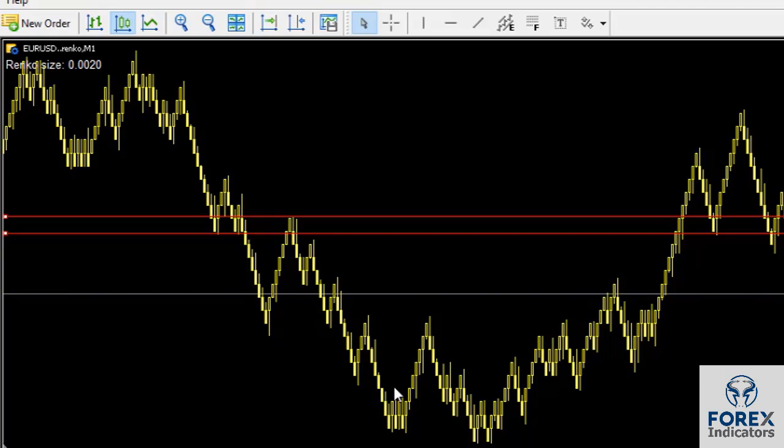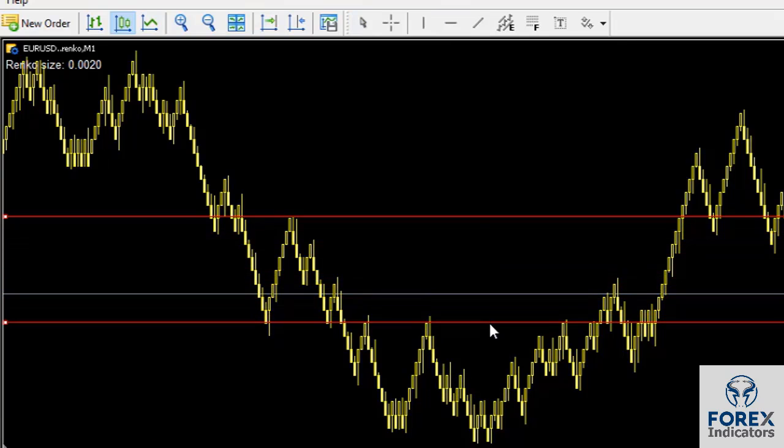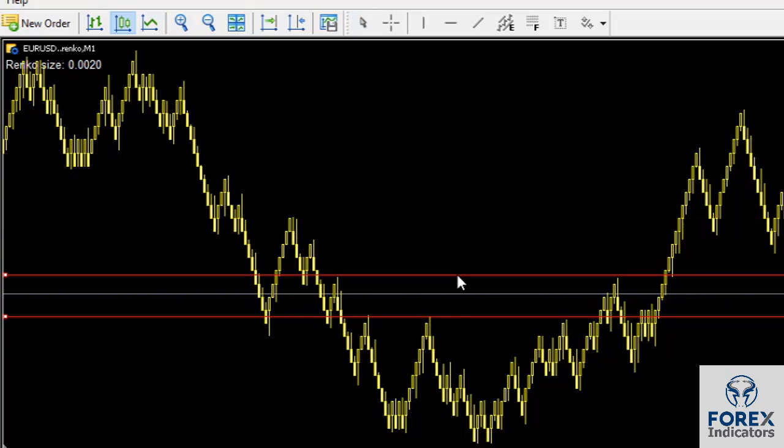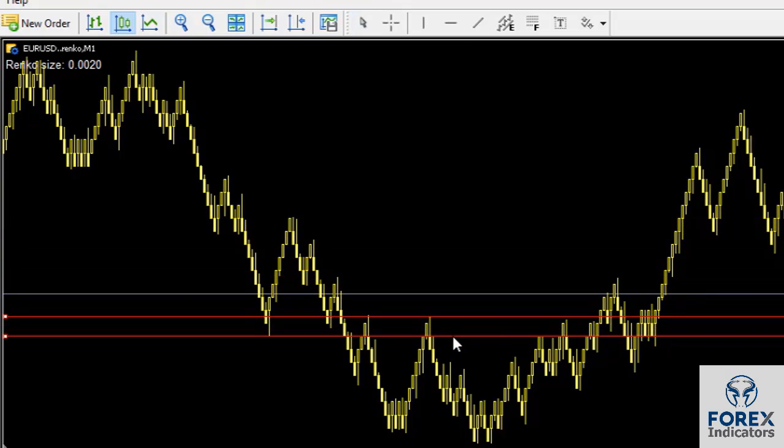Another example. Okay, let's see this one. So this is the area. You can see the reaction over here, the top side, and let's move on to the bottom side.